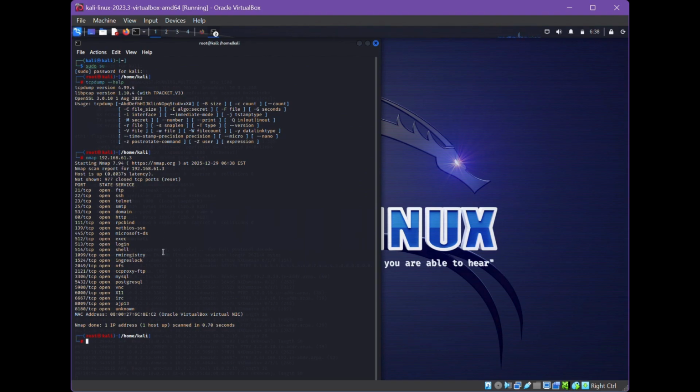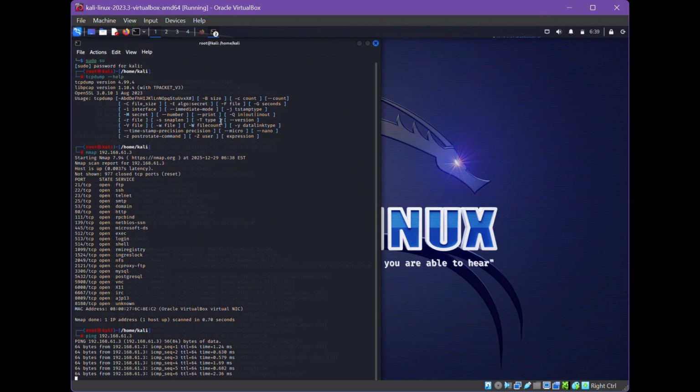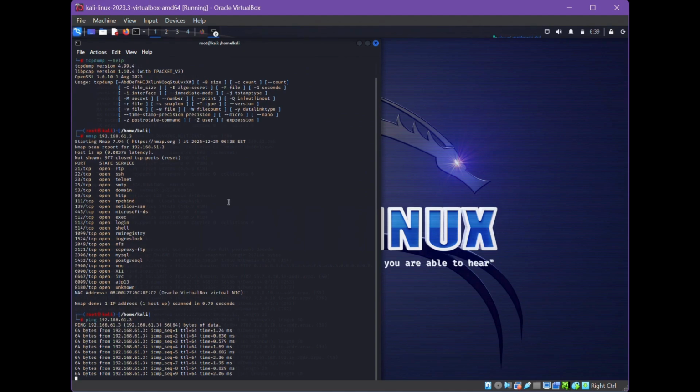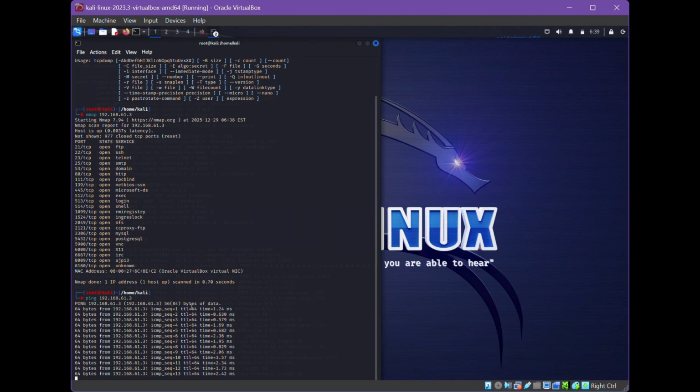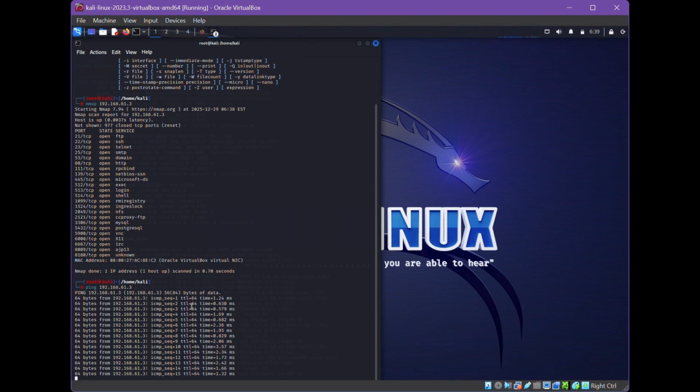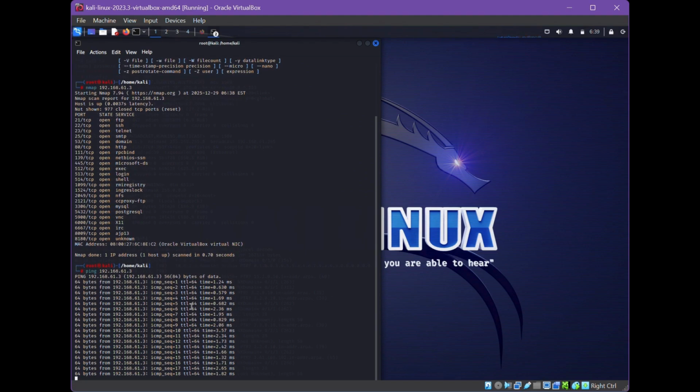And it will perform. Right now we will ping this IP, 192.168.61.3. Right, so the pinging is started, and now as you can see it is performing ICMP packets, and the handshakes are going on.